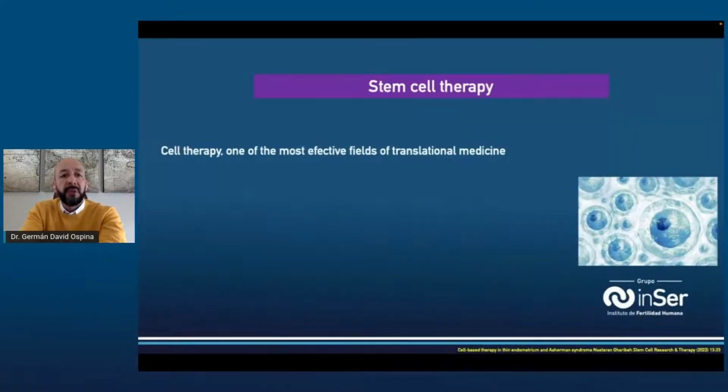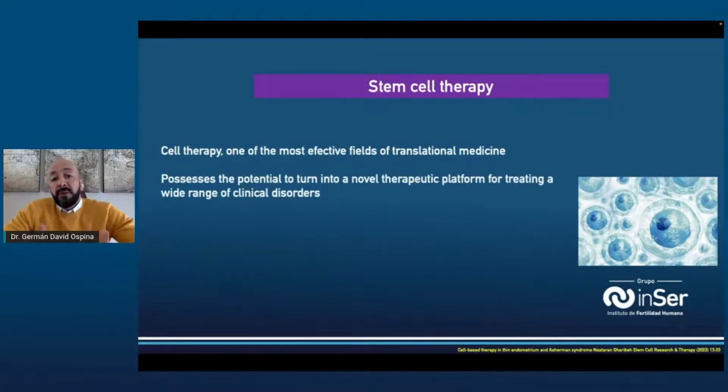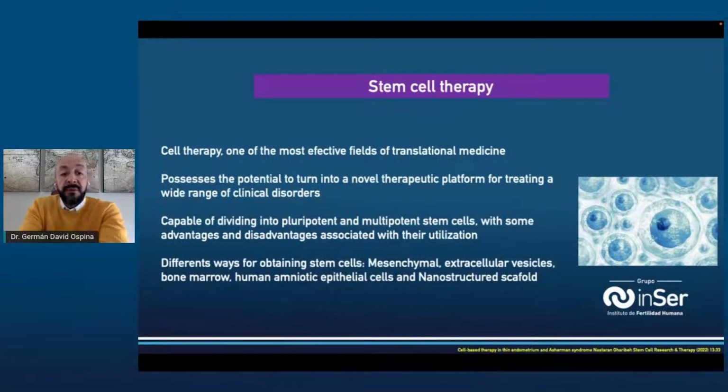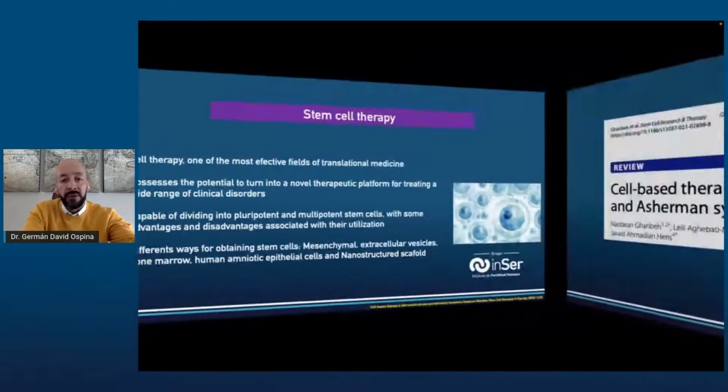Okay, what about the stem cell therapy? You know that there are a lot of groups working in this type of therapies, and the cell therapy is one of the most effective fields of translational medicine. You know that it possesses the potential to turn into a novel therapeutic platform for treating a wide range of clinical disorders. These cells are capable of dividing into pluripotent and multipotent stem cells with some advantages and disadvantages associated with their utilization. There are different ways of obtaining the stem cells: mesenchymal, extracellular vesicles, bone marrow, and others too.